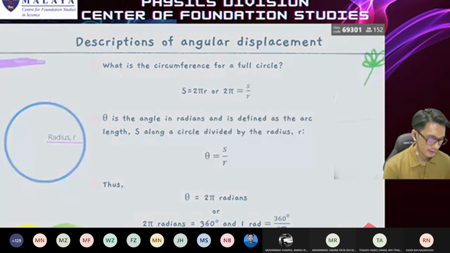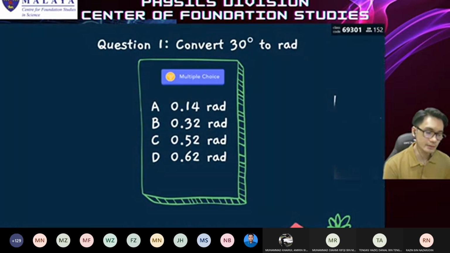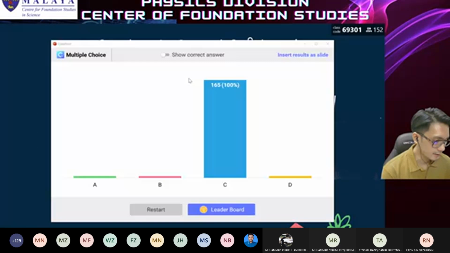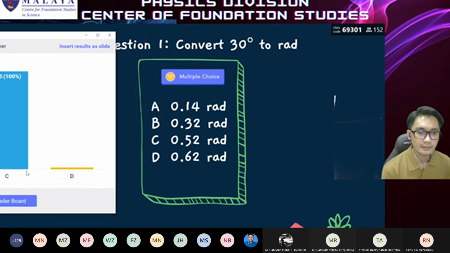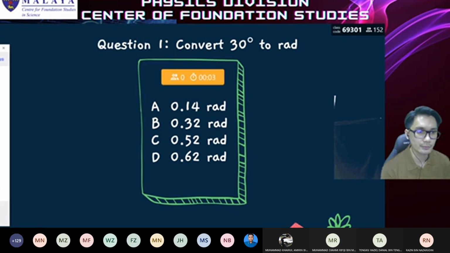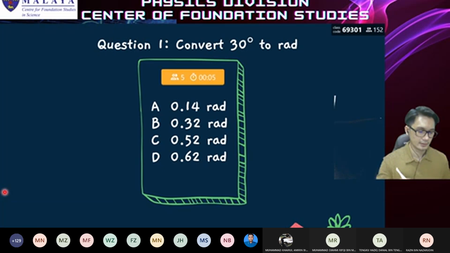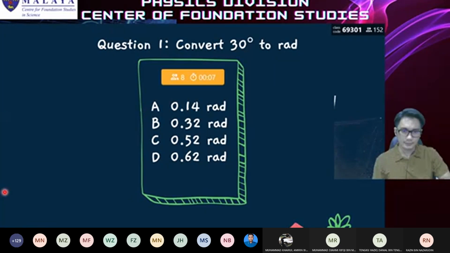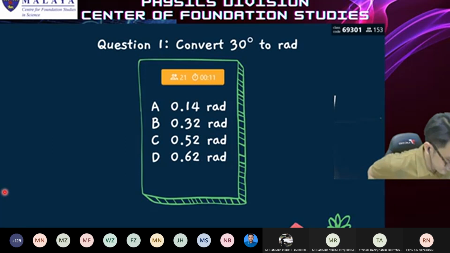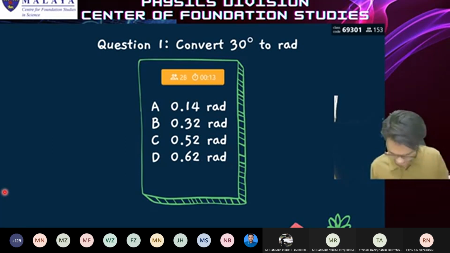Okay, next soalan. Question 1. Convert 30 degree to radian. Okay, I'll open the submission and you guys may start to jawab sekejap. Alright, so now you can jawab. You pilih A, B, C atau D. Okay, laju guys. Ada yang jawab 8 orang. Okay, nice. Simple kan? Tak susah.